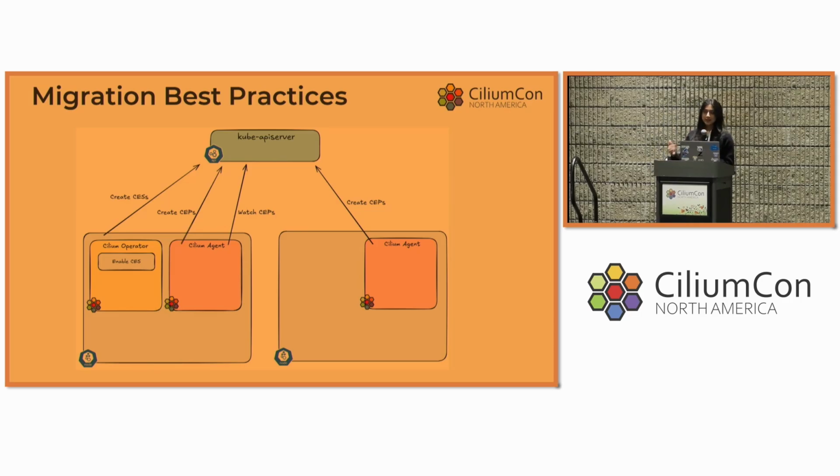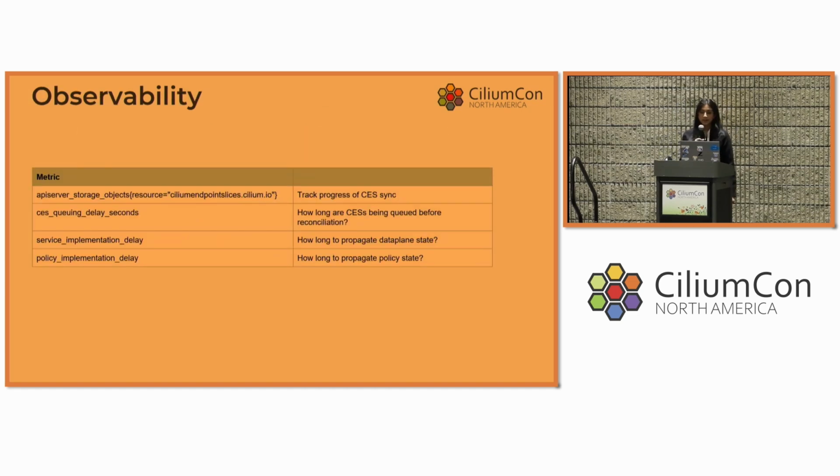You wouldn't want it to do it the other way, because if you have the agent stop watching CEPs, it might not get the latest changes on the data plane. You could have a network connectivity disruption. All right. Another key thing to remember is that we want to wait for all of the Cilium endpoint slices to be made before we roll over the agent in order to minimize any endpoint propagation delay.